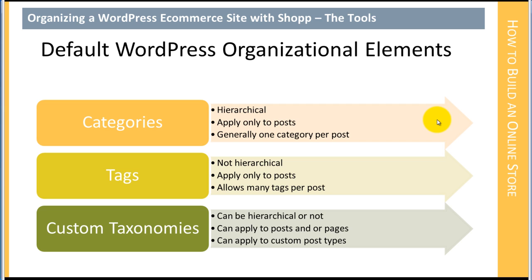Tags, however, are not hierarchical. Tags don't have subtags. And again, tags only apply to posts. They can also apply to custom post types if you make it that way, but they start off being only applicable to posts. However, you can have as many tags per post as you want, as many tags per post as seem appropriate to you. And those tags can be used as a method of grouping that crosses categories.